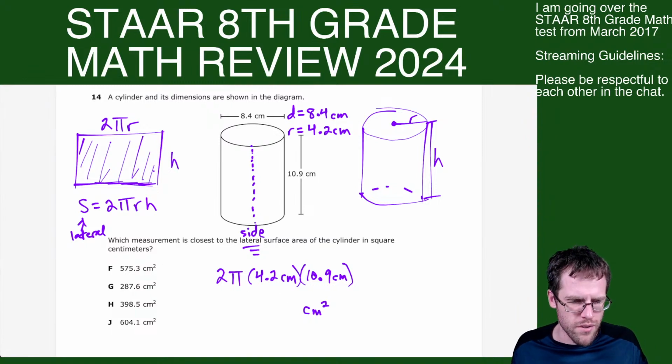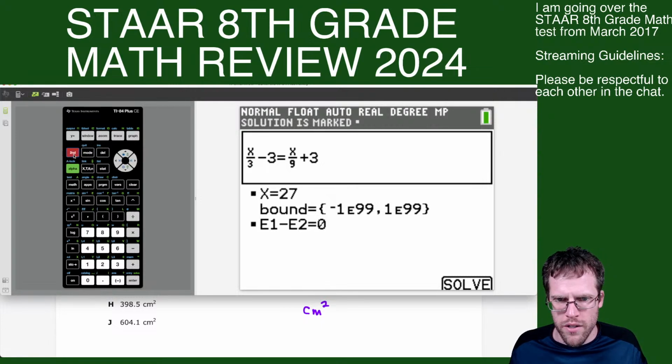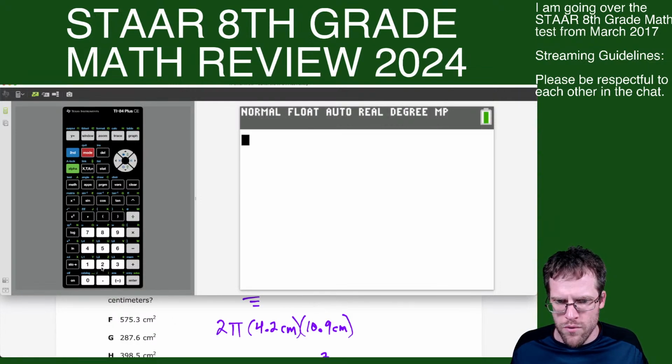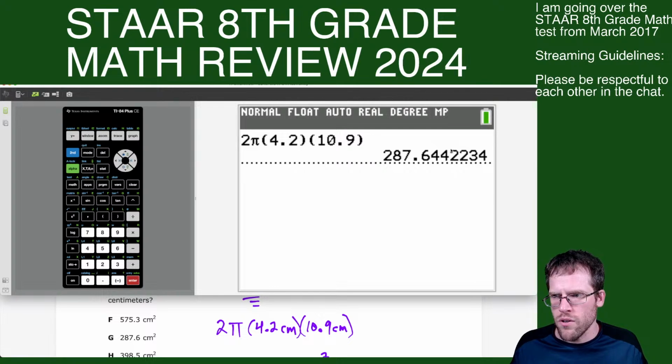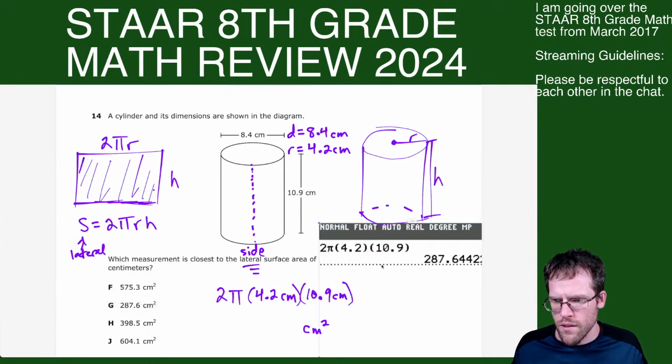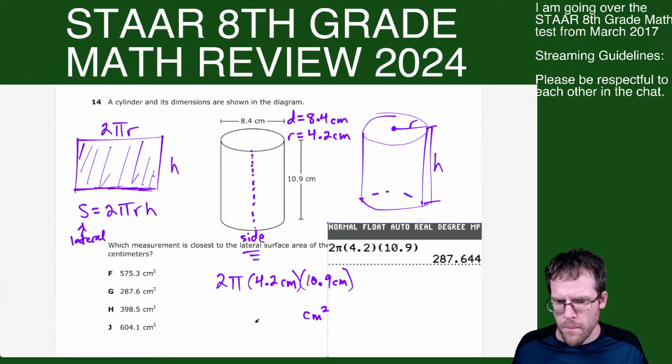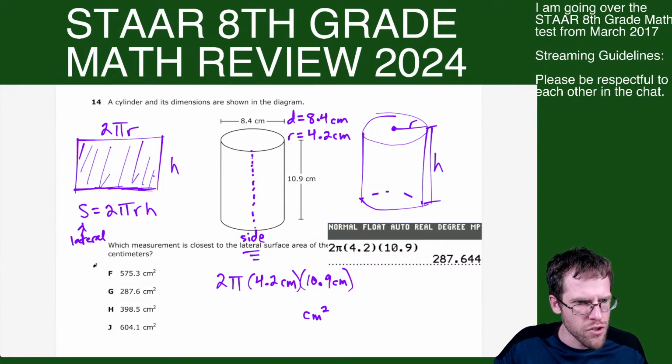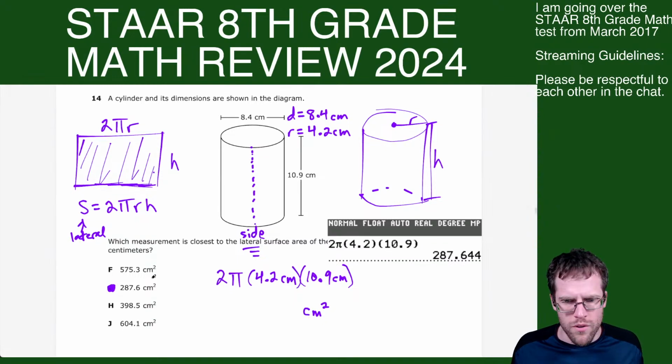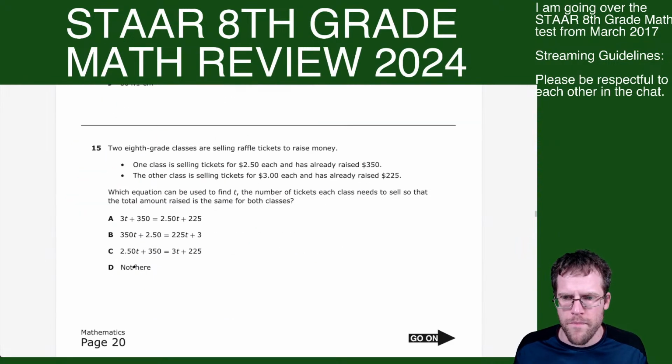And then the rest, I would just type in the calculator. For the calculator work, I'm going to do 2 pi, which is second and the up arrow. And I'm multiplying that by 4.2, and then multiplying that by 10.9. We multiply it all and we get this number here. It's going to round to 287.6. So 14 should be choice G. Okay, so this is the one. Cool. All right, moving on.